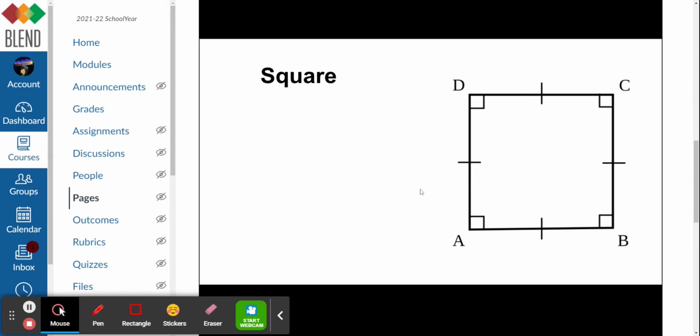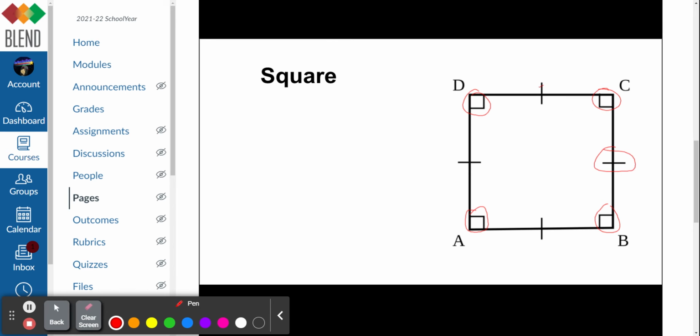Okay, so here is your most complicated quadrilateral. It's the first one that you probably learned ever, like on Sesame Street or something. But this is the most complicated quadrilateral because it has four 90-degree angles. So it's a rectangle, it has four congruent sides, so it's also a rhombus. So this is a quadrilateral. It's also a rectangle. It's also a rhombus. And if it's a rectangle, it's also a parallelogram. So this is not only a square, but it's a quadrilateral.